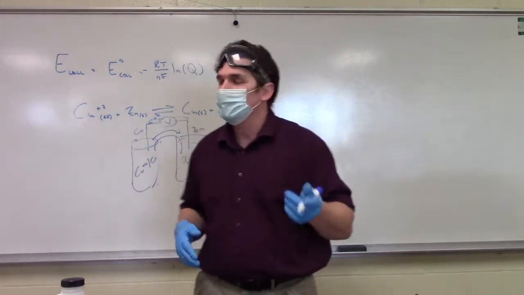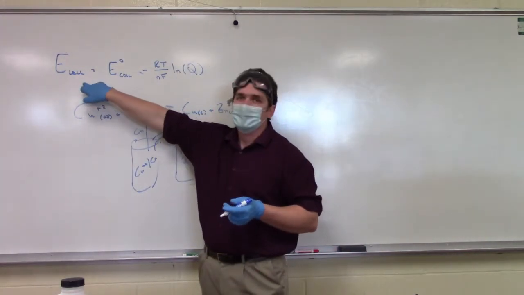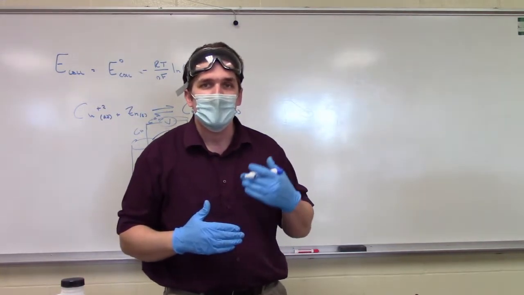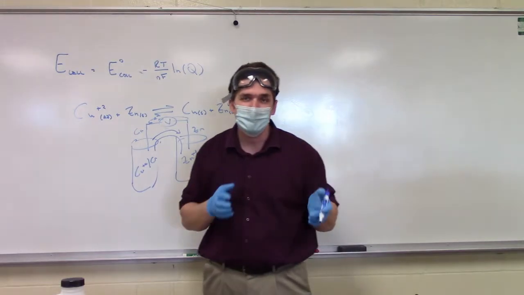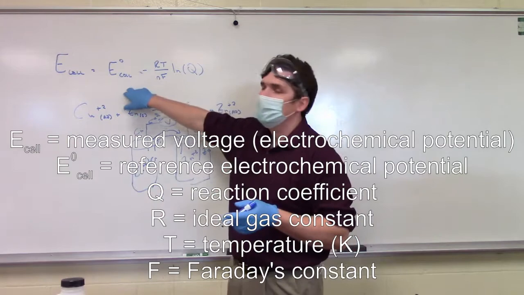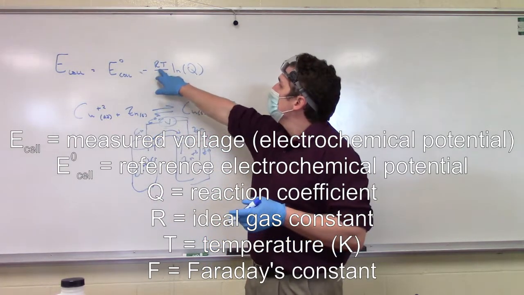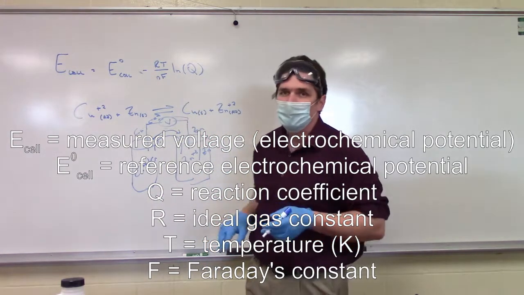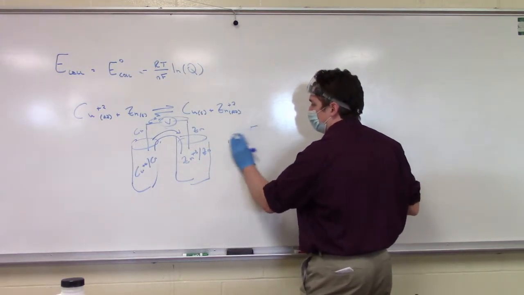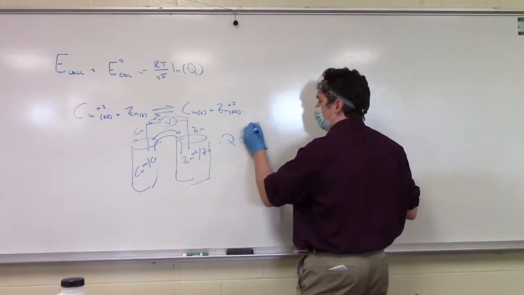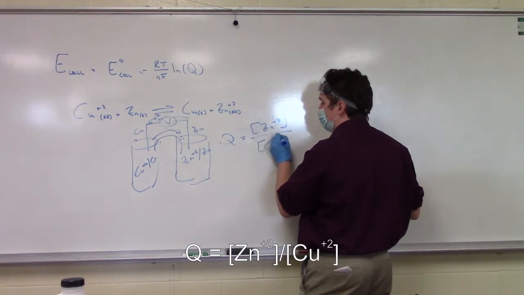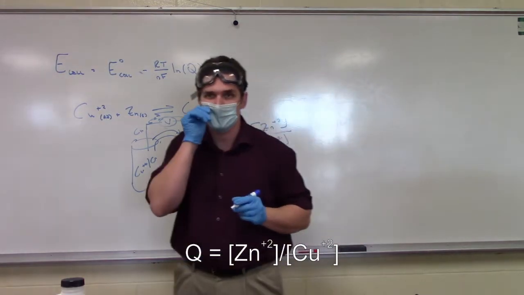Now, to do this lab, you're going to use the Nernst equation. What the Nernst equation tells us is that the voltage or the electrochemical potential of a cell, so an oxidation reaction paired with a reduction reaction, is equal to the reference potential, E naught cell, minus RT over NF ln of Q. And for this reaction, your Q here is the concentration of Zn plus 2, over the concentration of the Cu plus 2 and their respective cells.